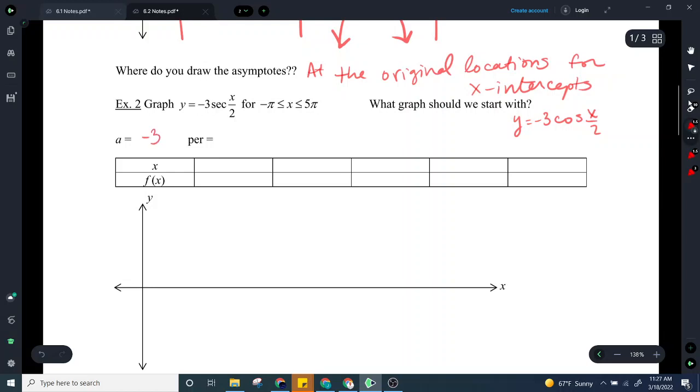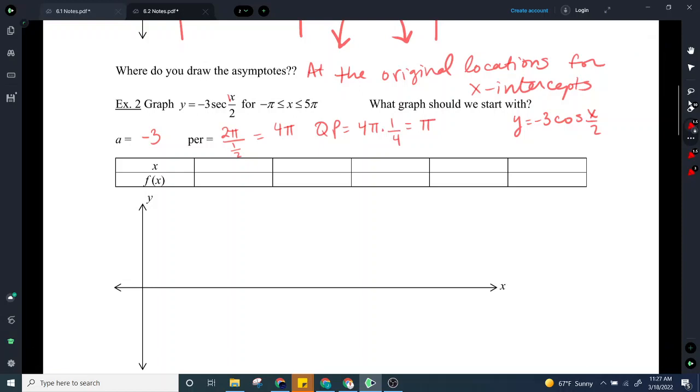And then the period would be 2 pi over b. Now, what is the b value here? This is like a 1/2 for your coefficient. So it's like 2 pi over 1/2. When you flip it and simplify, you get a period of 4 pi. That means our quarter period actually is pretty easy to figure out. It's going to be 4 pi times 1/4, which means every pi units, we're going to get another key value.